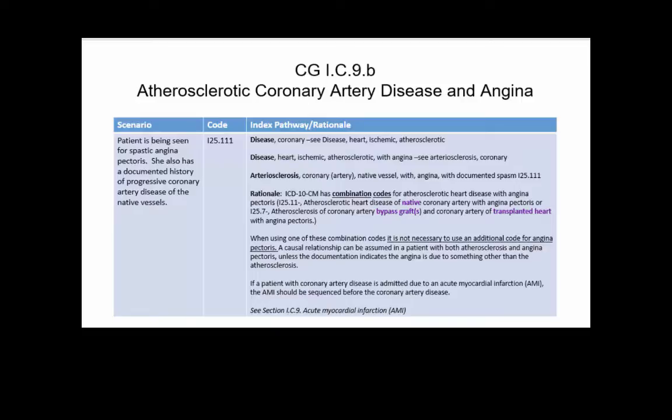When you're using one of these combination codes, it is not necessary to use an additional code for the angina. A causal relationship can be assumed in a patient with both atherosclerosis and angina unless the documentation indicates the angina is due to something else. If a patient with coronary artery disease is admitted due to an acute MI, then the acute MI should be sequenced before the coronary artery disease in your list of codes here.